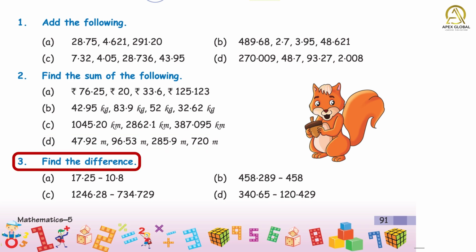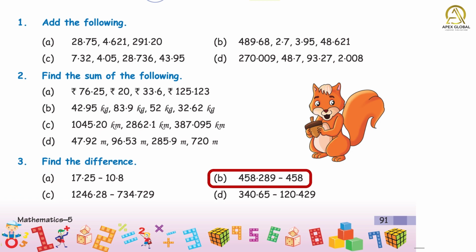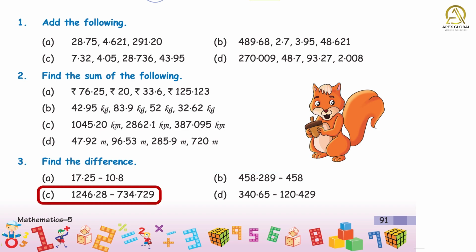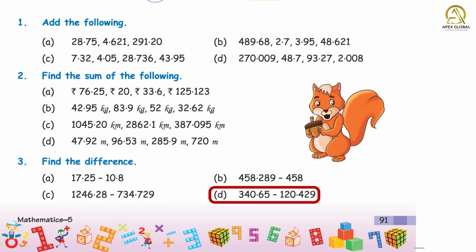Question 3. Find the difference. A. 17.25 minus 10.8. B. 458.289 minus 458. C. 1246.28 minus 734.729. D. 340.65 minus 120.429.